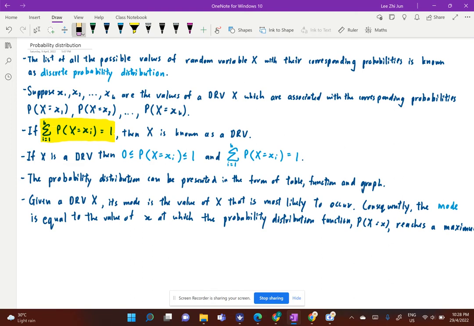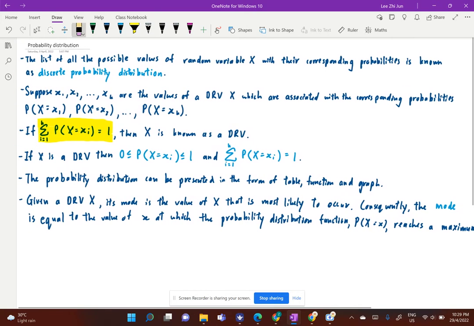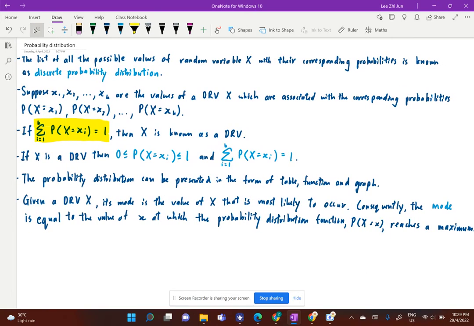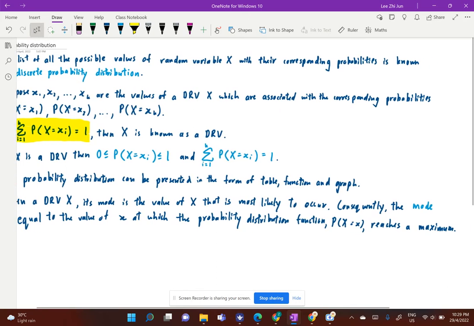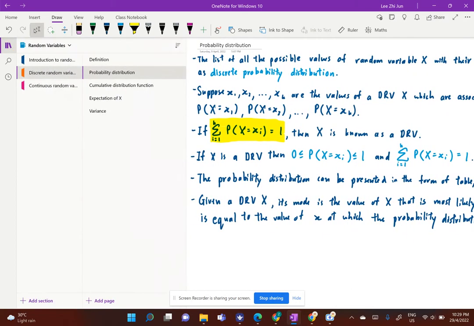The probability distribution can be presented in the form of table, function, and graph. So later I will show a question, so you can know how to produce it in the form of table, function, and graph. Given a discrete random variable X, its mode is the value of x that is most likely to occur. Consequently, the mode is equal to the value of x at which the probability distribution function reaches a maximum. So later I will show you.